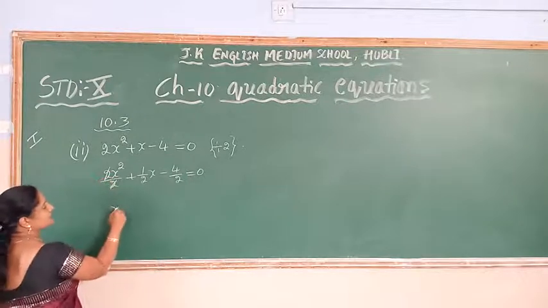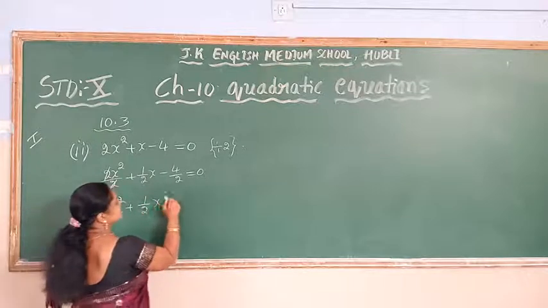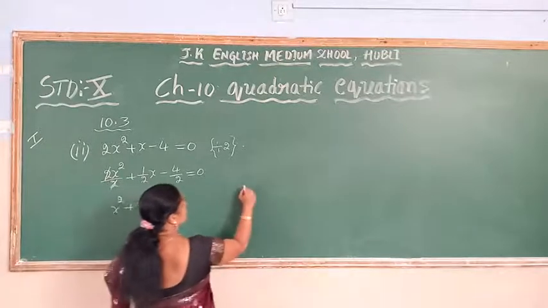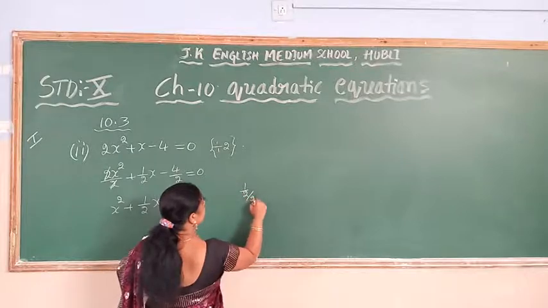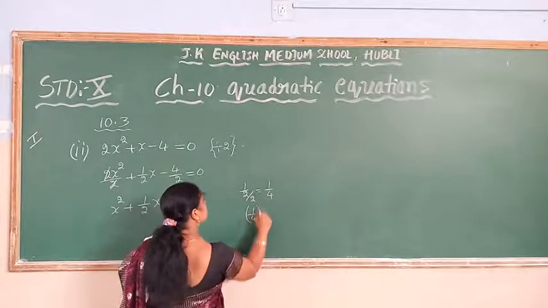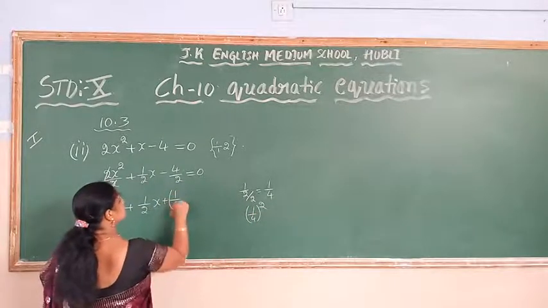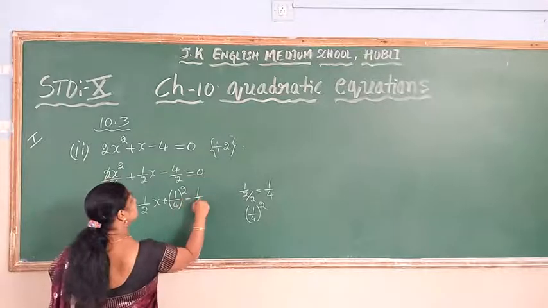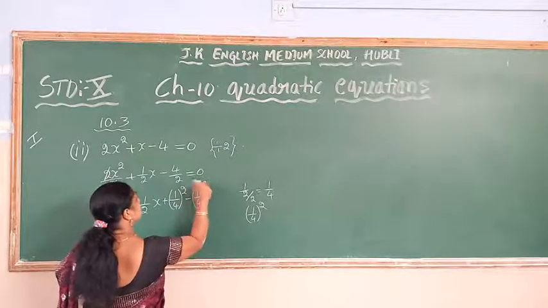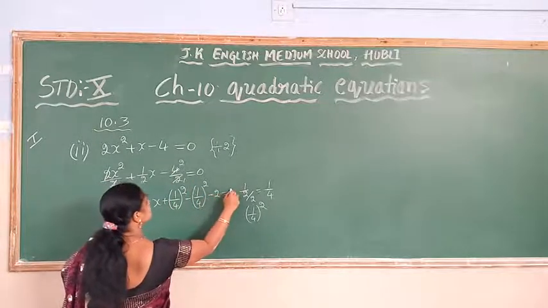The 2 gets cancelled. x square plus half x. See, the coefficient of x is half. Half divided by 2 becomes 1 by 4, children. Add (1 by 4) whole square and subtract it too. The value is not going to change, since 2 twos are, minus 2, is equal to 0.